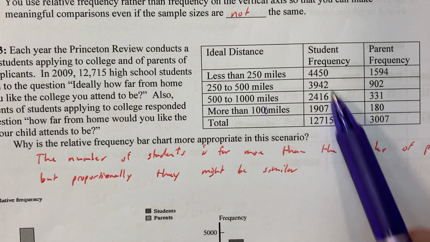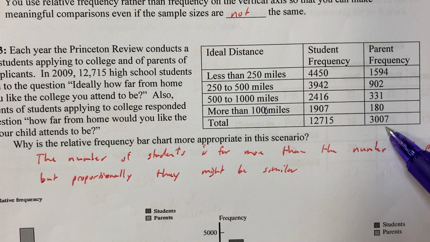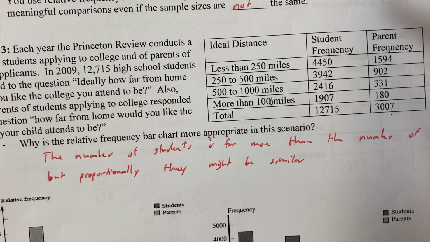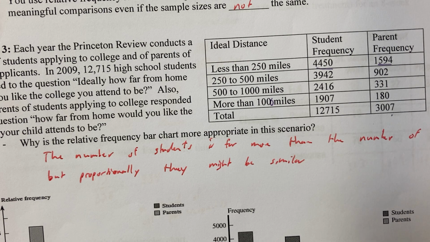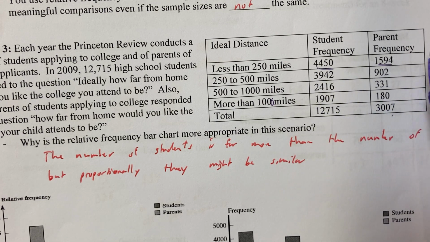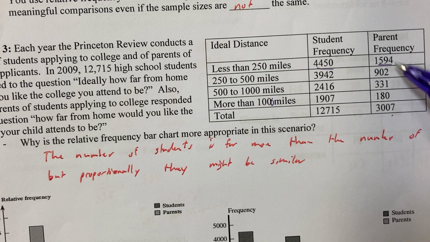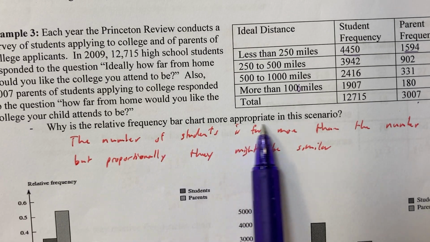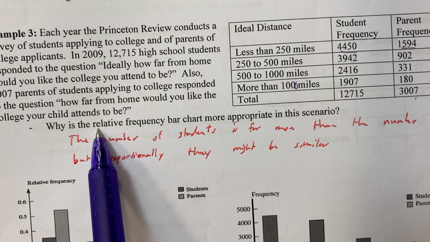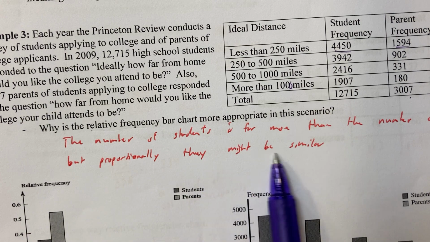Yeah. So how does it compare? How does this number compare to this number? And then how does this number compare to this number? We can look in a bar chart. We can't really compare this number with this number. Like if you were statistically illiterate, you would say, wow, that's a lot bigger than that. But if you look proportionally, what's the proportion? This is about a third, and this is about half, okay? So you have to look proportionally. Why is the relative frequency bar chart more appropriate in this scenario? Relative frequency meaning the proportions. The number of students is far more than the number of parents, but proportionally, they might be similar.